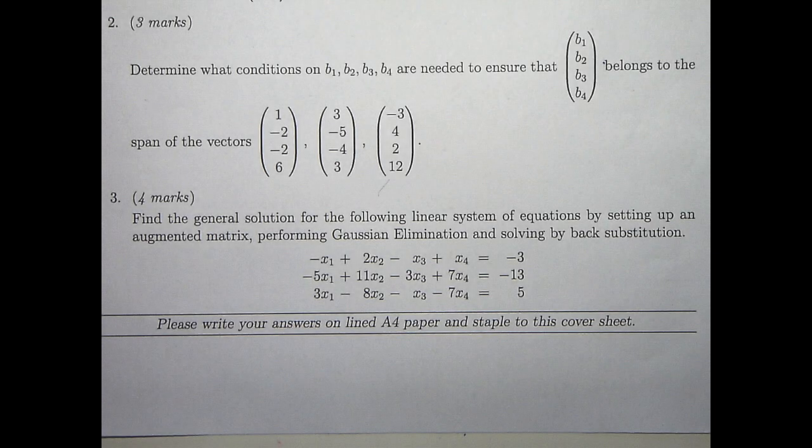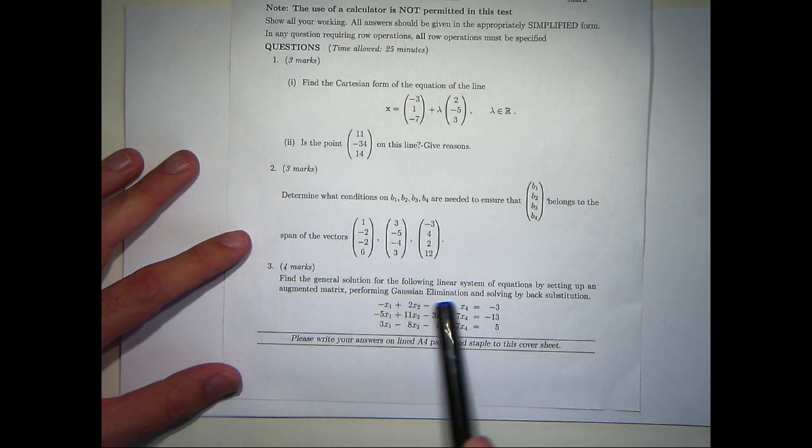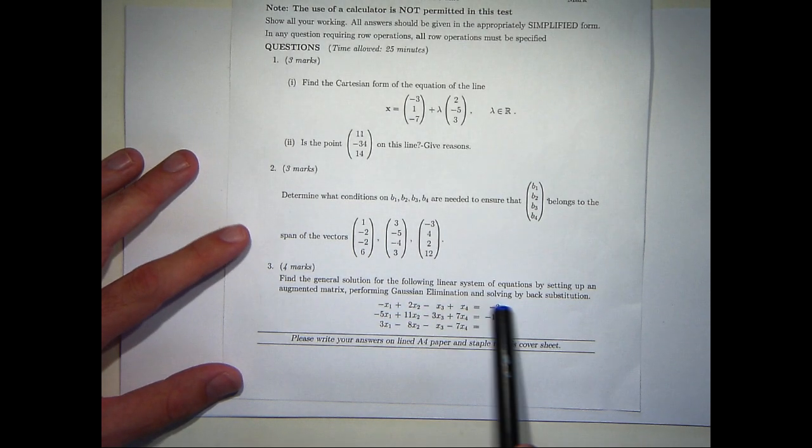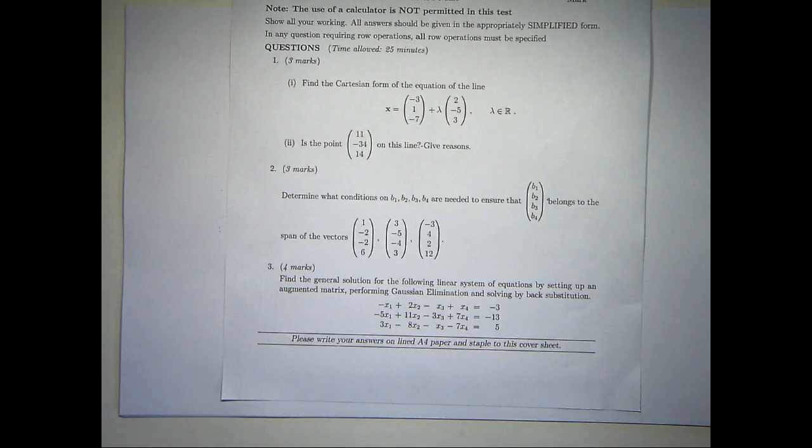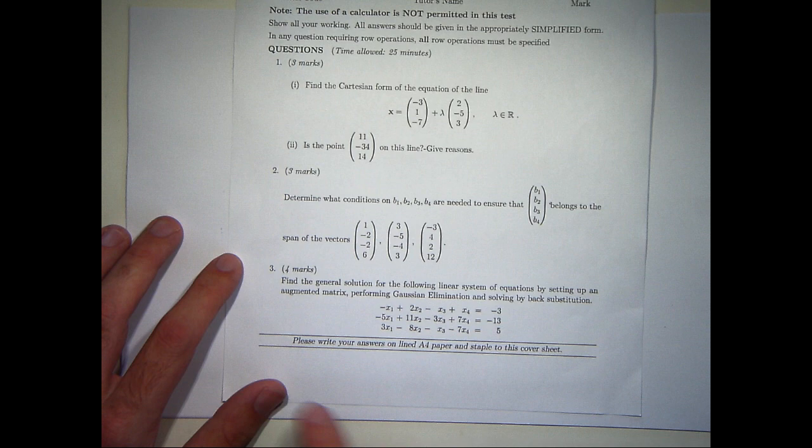Okay, so on to the last question. We've got a system of equations here, 3 equations and 4 unknowns. Find the general solution by setting up an augmented matrix, performing Gaussian elimination, and solving by back substitution. So we're given a definite method there. Essentially what we're going to do is take the coefficients, write them as a matrix and augment it with this, writing this as a vector, and again follow their advice and row reduce and then back substitute.